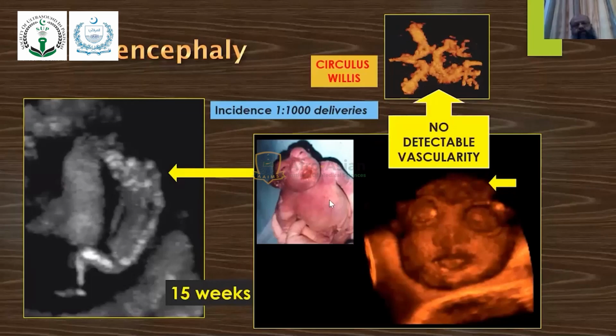A newborn with anencephaly and 3D appearance. No detectable vascularity, so there will be no circle of Willis. This is how an anencephalic fetus will appear at 15 weeks of gestation.